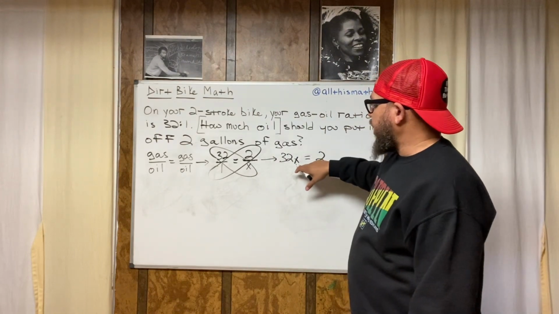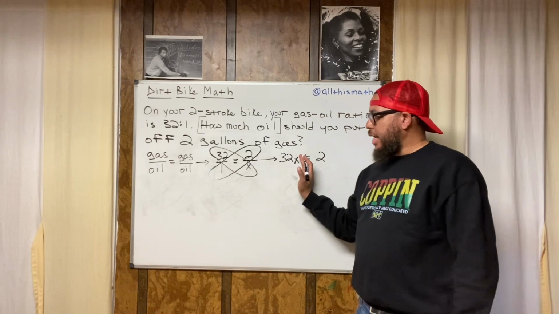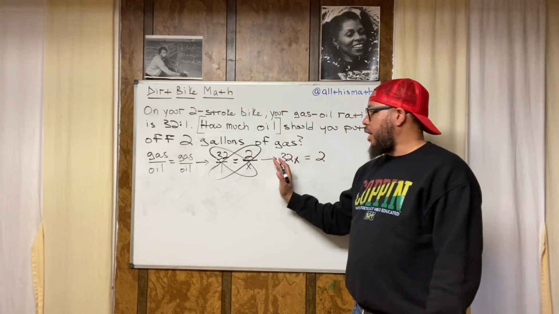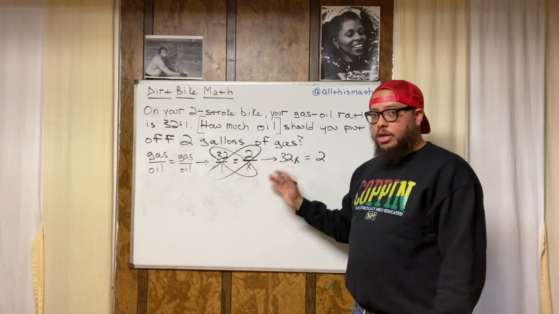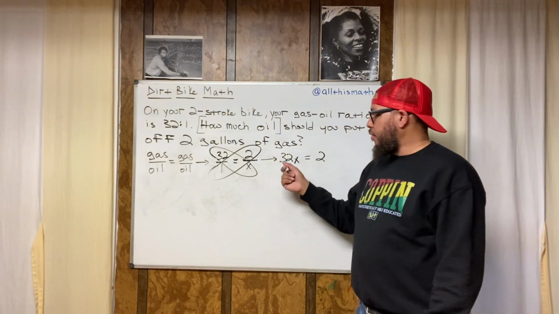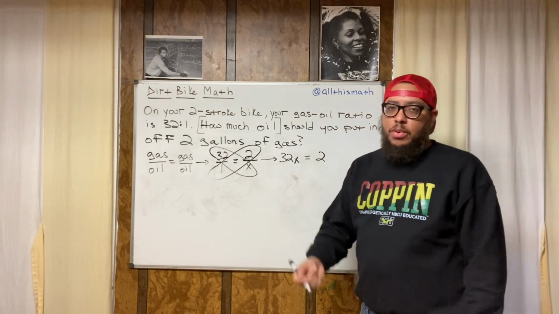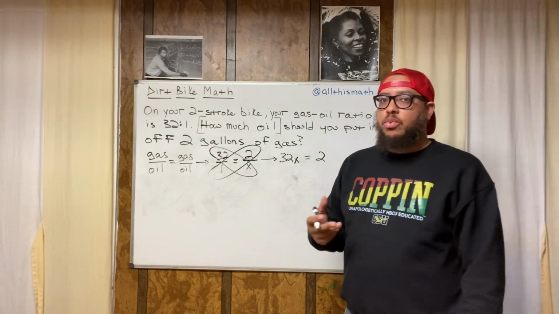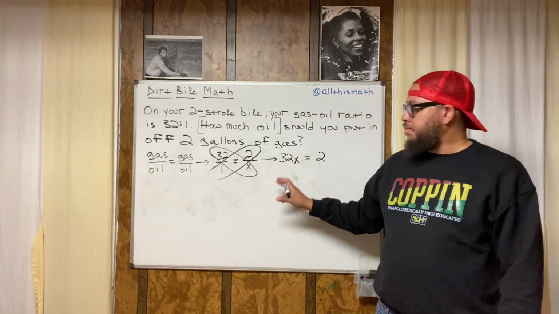Now I'm going to solve for x. When I solve for x, that means I'm going to isolate x all by itself on one side of the equal sign. So that means I'm going to get rid of 32. In order to get x by itself, I got to get rid of this number right here, this 32. The question for you is, how do you do that? The way you do it is by doing the opposite operation.